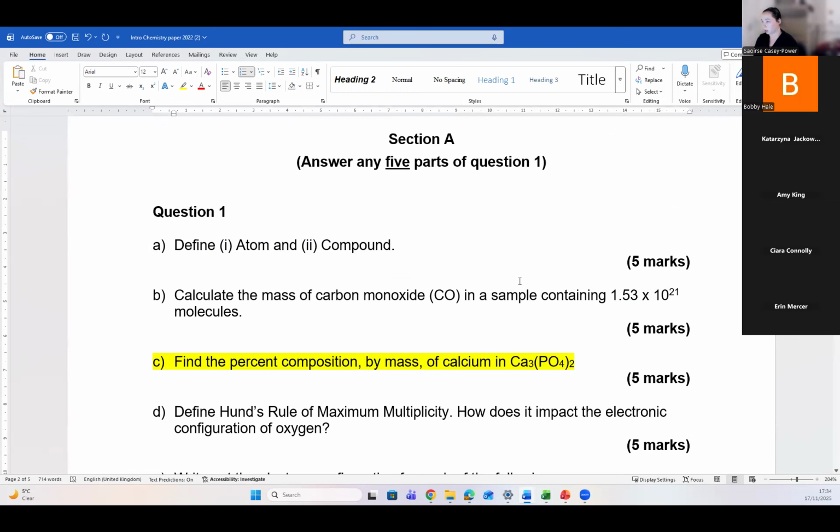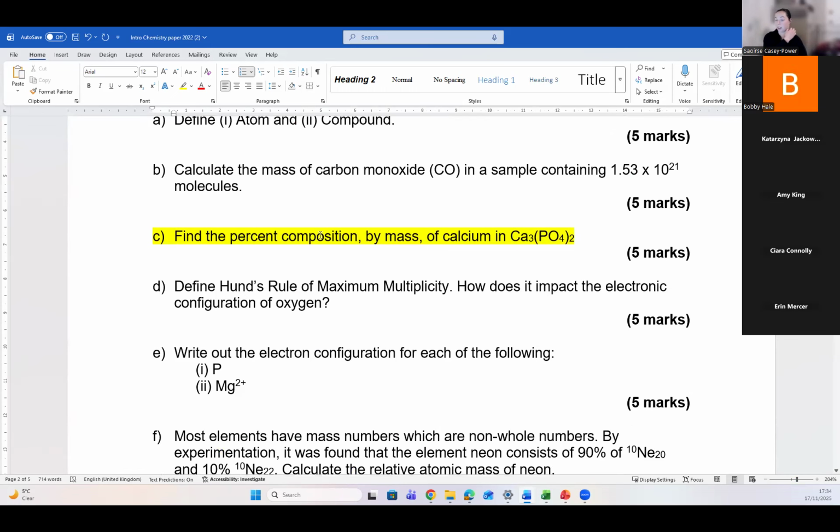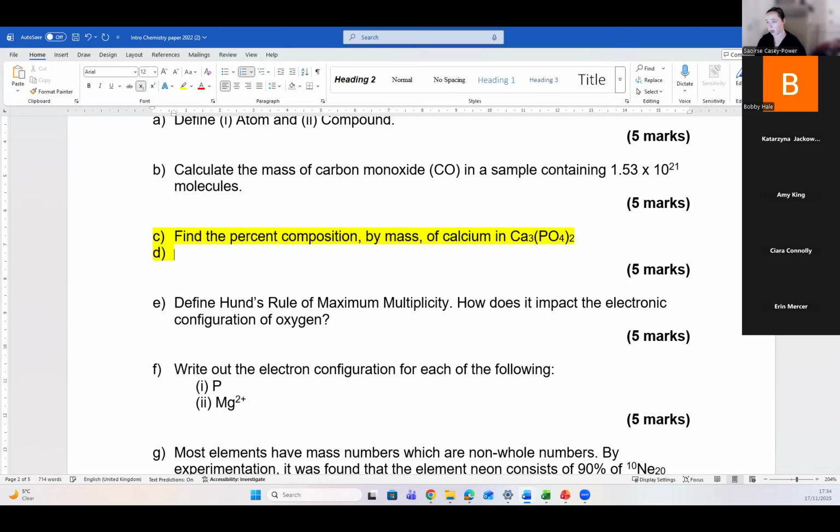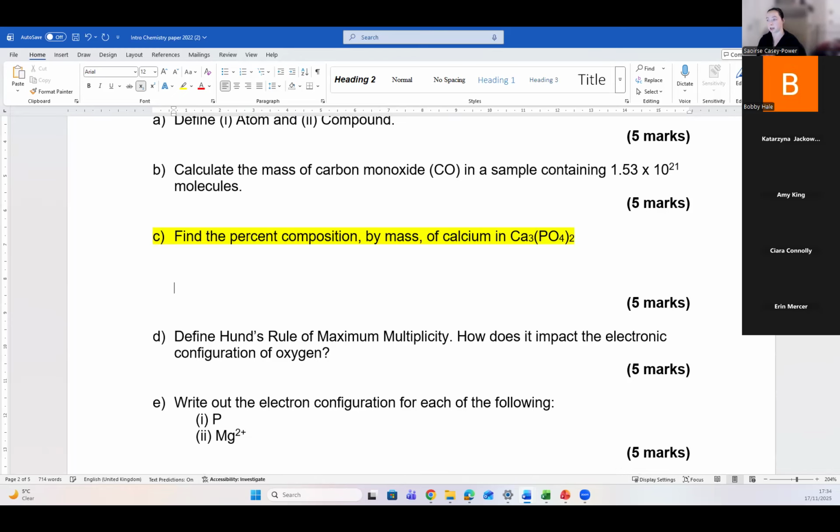Okay, so I'm going to start with this one here. Anything I have highlighted are questions that will probably be examinable. All right. So we had this as part of your stoichiometry lecture. Okay, so this is lecture 4. And it was finding the percentage composition by mass of calcium in Ca3(PO4)2.